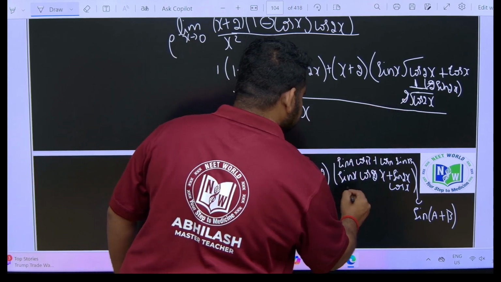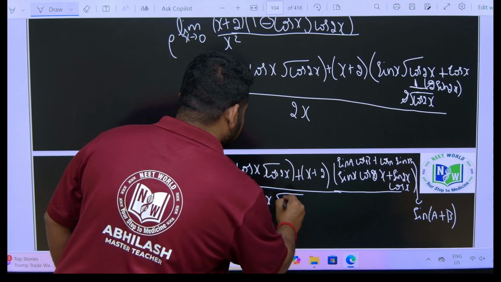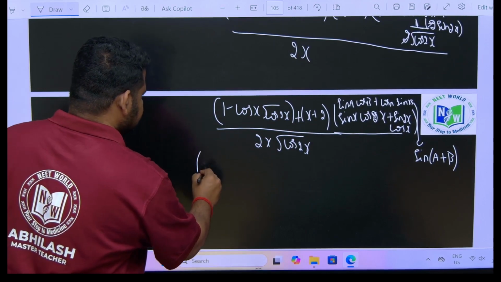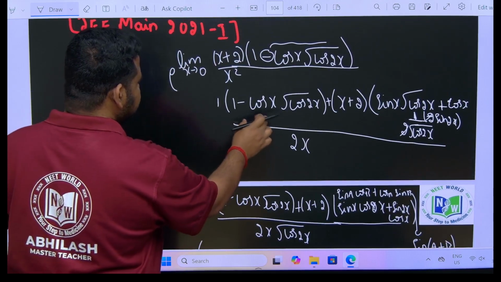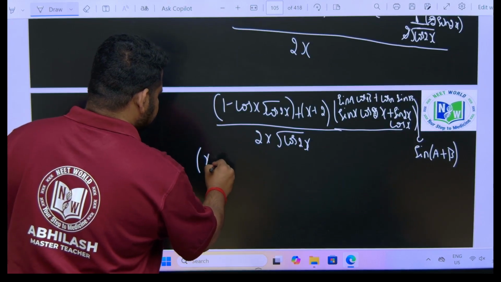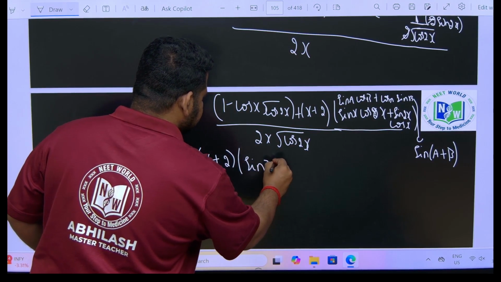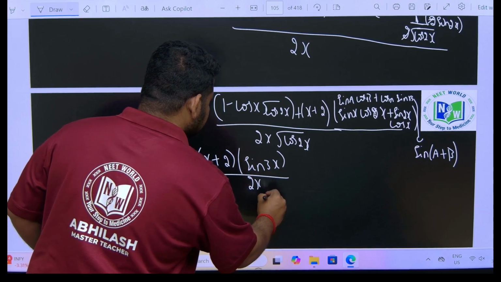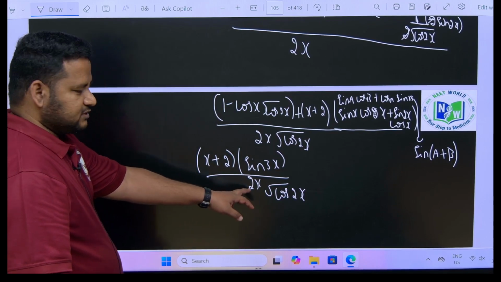This root cos 2x will come to the denominator. Now it will be 2x into root cos 2x. Okay. Now further simplifying this, if I put x equal to 0, this will become 1 minus 1, which is 0. So I will be left with only x plus 2 into sin 3x divided by 2x into root cos 2x.